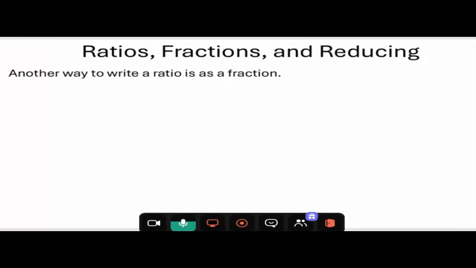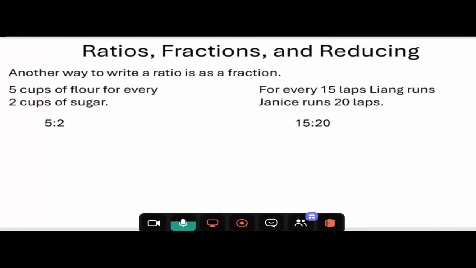A ratio is actually just yet another way to write a fraction. We've seen a whole bunch of them so far. Decimals are fractions, percents are fractions, ratios are fractions. So if we look at the 5 cups of flour to 2 cups of sugar ratio we just talked about, 5 to 2, we also can write that as a fraction, 5 over 2. And Liang's 15 laps for Janice's 20 laps, 15 to 20, we can also write as the fraction 15 over 20, which we realize reduces since the top and bottom both divide by 5. So that the ratio of 15 to 20 is actually the fraction 3/4.